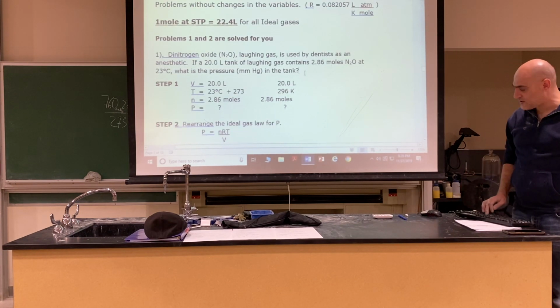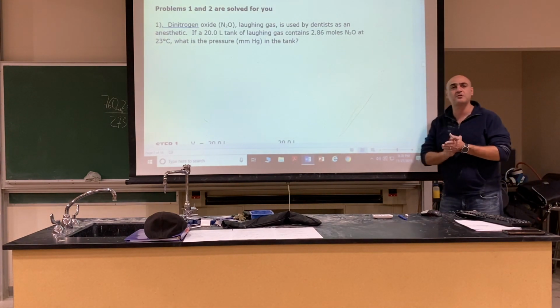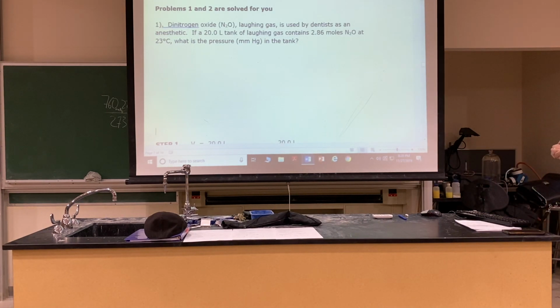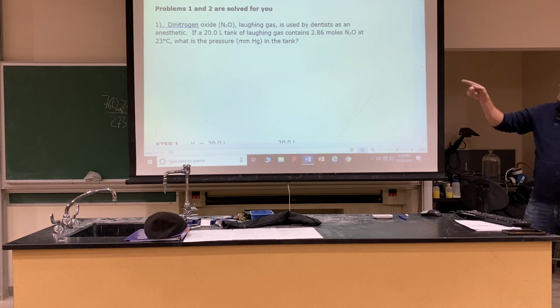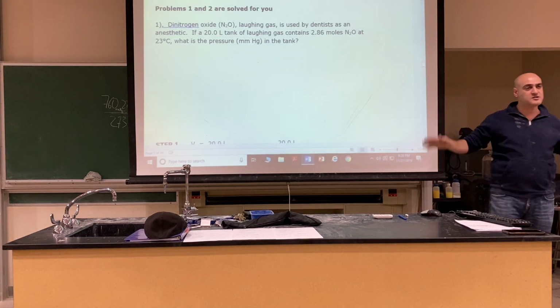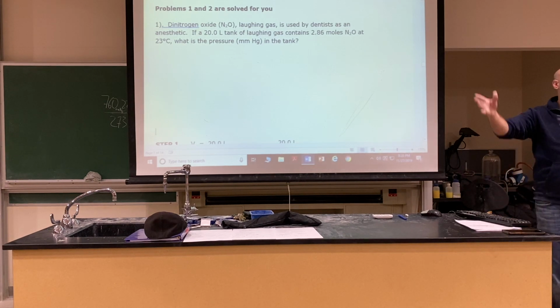Now we're gonna move on, guys. The next question. Give me a chance to work on this question with you, but there's variations that are important here. Dinitrogen oxide, which is laughing gas, used to be used by dentists as an anesthetic. If it's a 20.0 liter tank of laughing gas, which contains 2.86 moles of N2O, at a temperature of 23 Celsius, what would be the pressure in the tank?